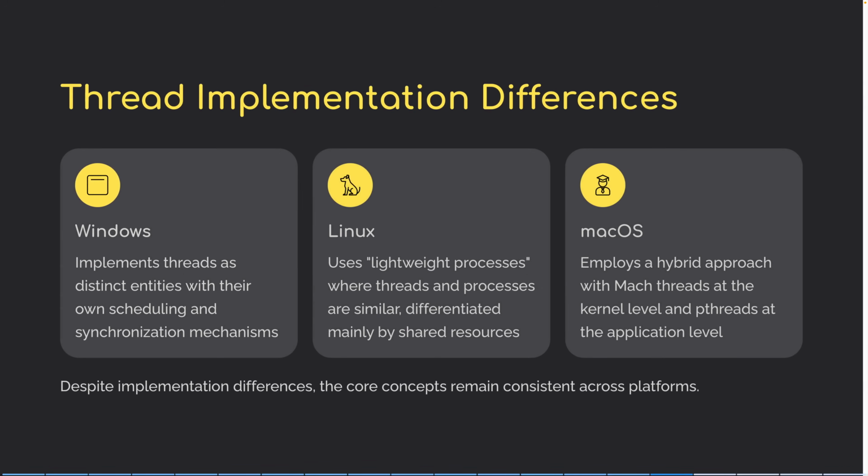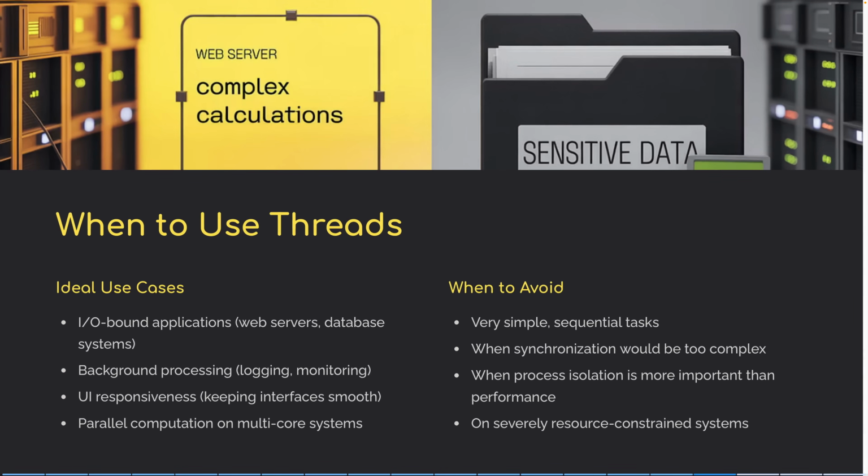Now the thread implementation differences. Windows implements threads as distinct entities with their own scheduling and synchronization mechanisms. Linux uses a lightweight process model where threads and processes are similar, differentiated mainly by shared resources. macOS employs a hybrid approach with Mach threads at the kernel level and P threads at the application level. The core concepts remain consistent across all the platforms.